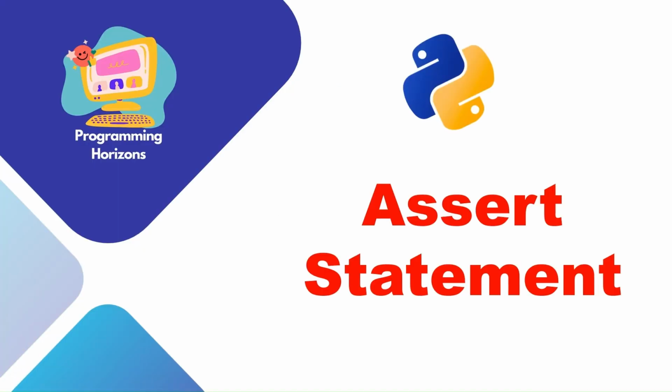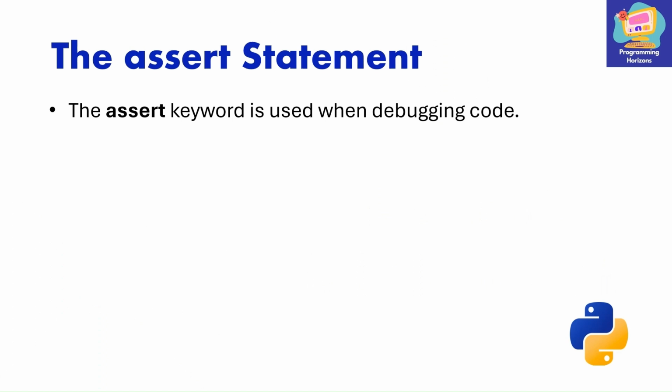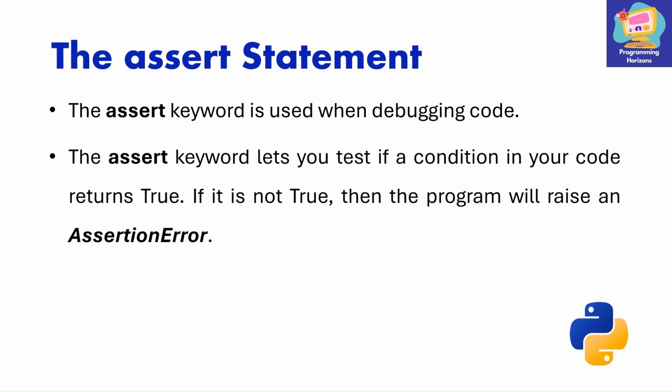Let's talk about the assert statement. Assert is a keyword that is used while debugging the code. Debugging is the process of identifying and removing errors or bugs from the program. The assert keyword lets you test if a condition in your code returns true. If it is not true, then the program will raise an AssertionError. Let's understand this through an example.